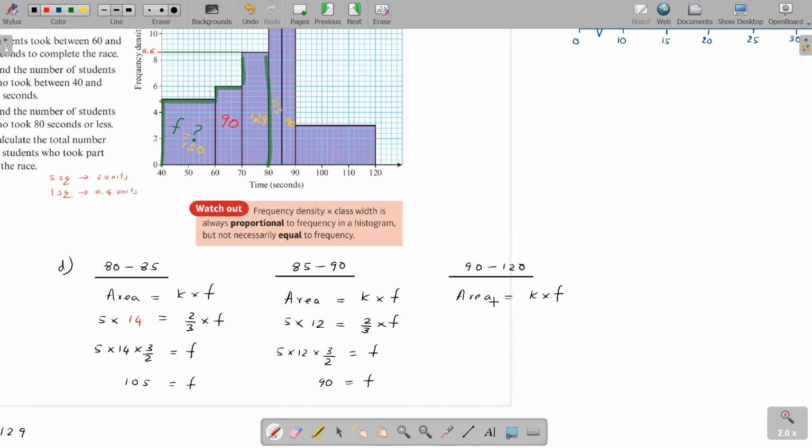So what is the area? Length into breadth. So you start from 90 and go until 120, which means 30. And what about the height? I think this goes in the middle, right? Yeah, it goes exactly in the middle of 2 and 4, which means it's going to be 3.